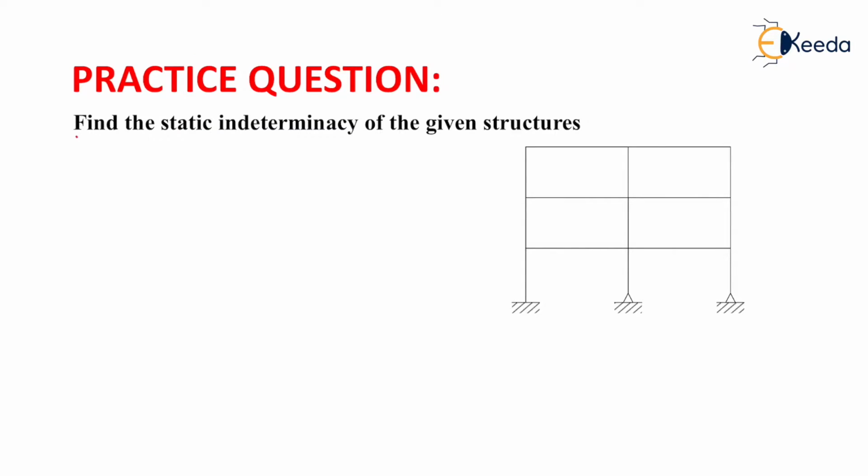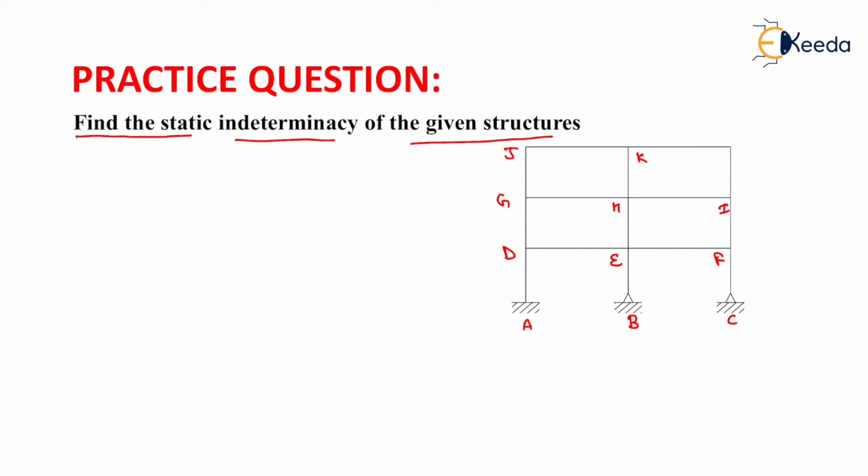The question is written as: find the static indeterminacy of the given structure. Now we need to find the static indeterminacy of this given structure. We just name all the supports as A, B and C and the remaining joints as D, E, F, G, H, I, J, K, L.